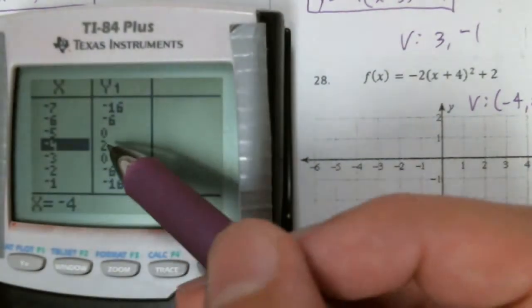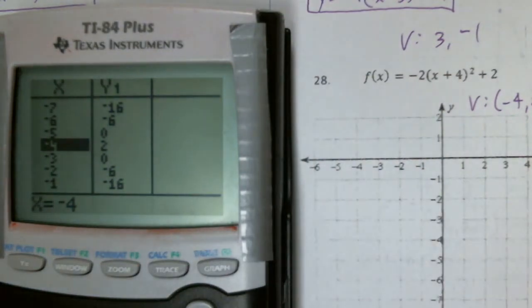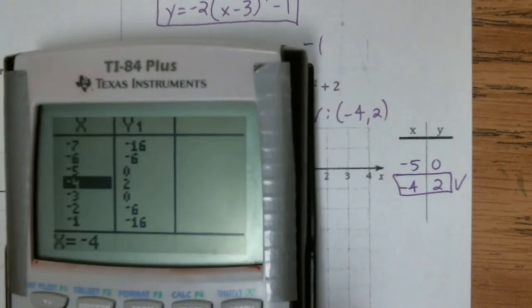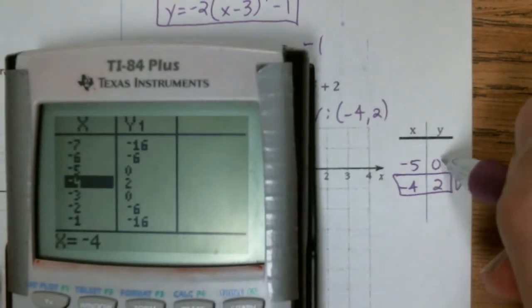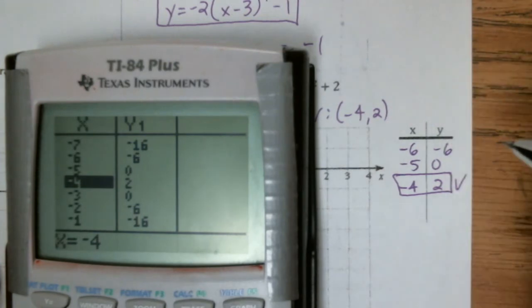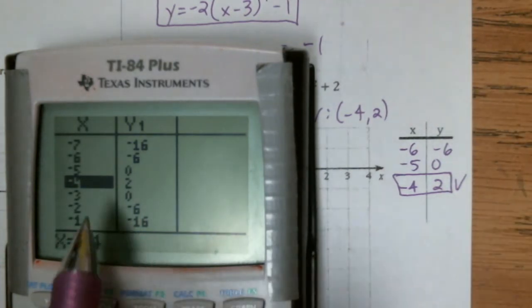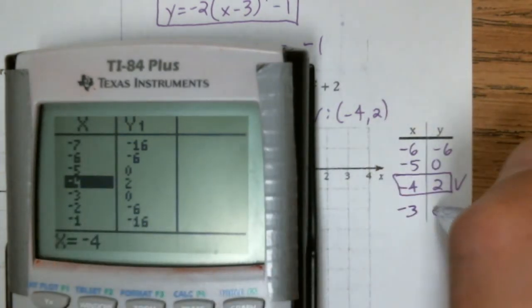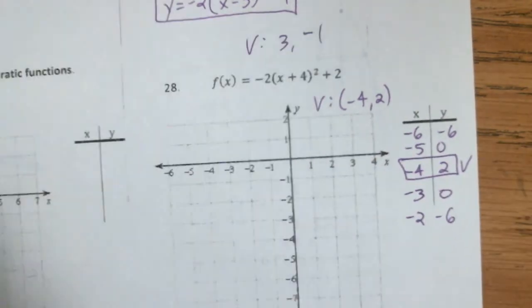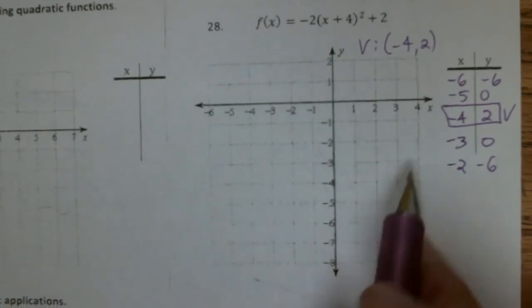And I'm going to grab 2 points above it. So I'll grab the -5, 0. Make sure I can see all this. I'll grab the -5, 0, and then the -6, -6. And then I'm going to grab the 2 points below it, the -3, 0, and the -2, -6. And that's it. You just need to plot your 5 points.